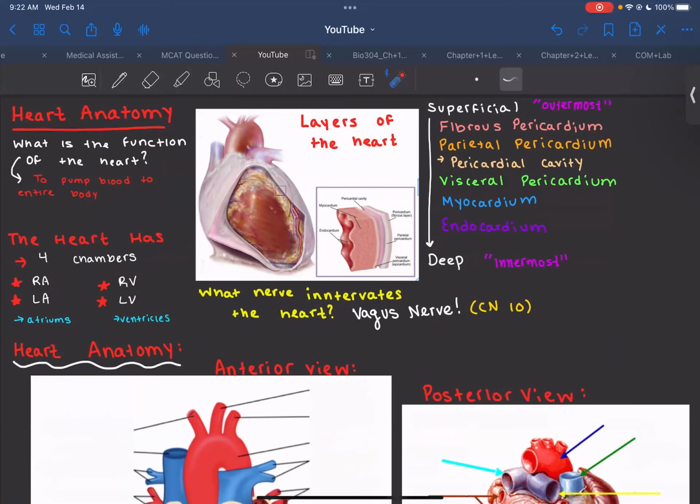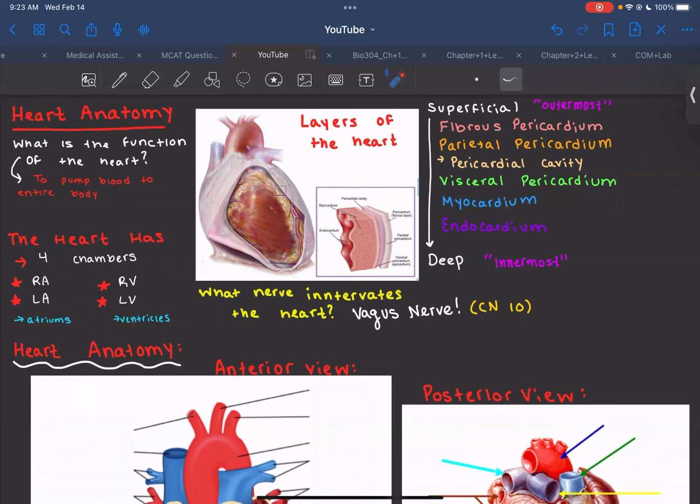So what is the function of the heart? To pump blood to the entire body. Without our heart, we wouldn't be alive, so it has a very important job. The heart has 4 chambers. We have our right side, which is right atrium and right ventricle, and then we have our left side, which is left atrium and left ventricle. So 4 chambers, 2 atriums, 2 ventricles.